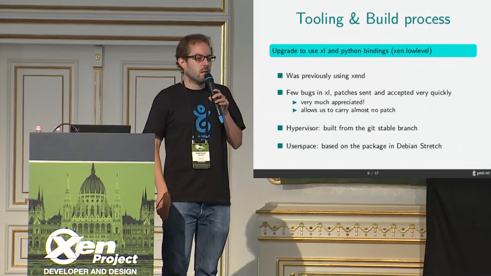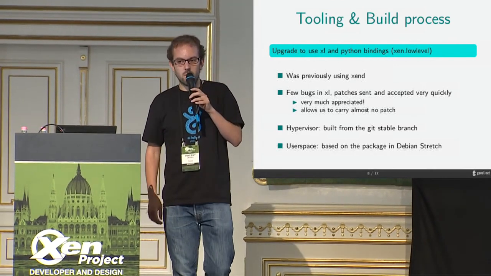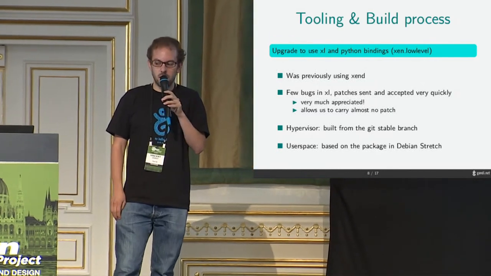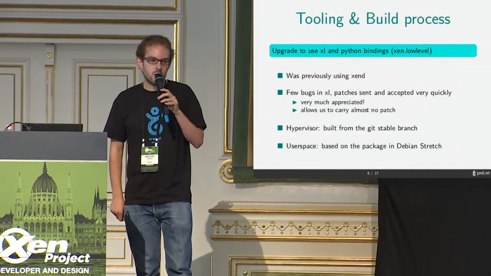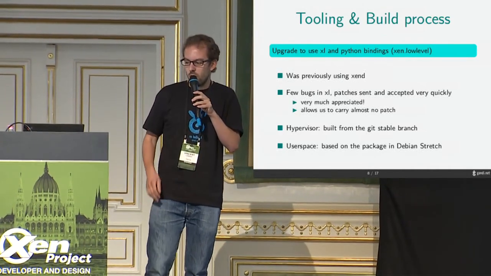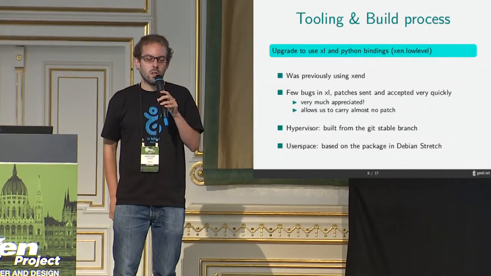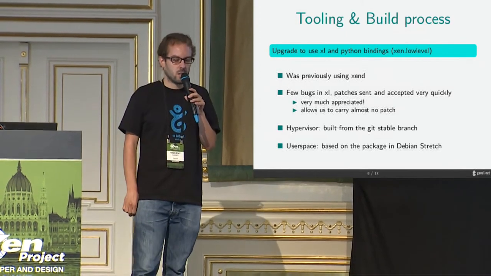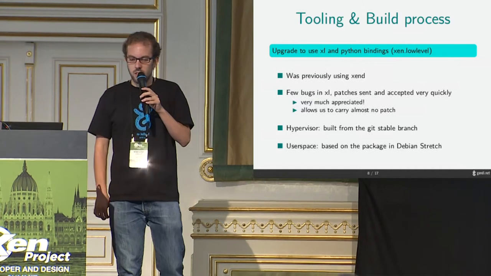Now to build Xen 4.8 for the hypervisor, we just git clone the stable branch of Xen 4.8, and that's basically it. For the user space, we also have almost no patch at all, and we are based on the Debian package in Debian Stretch. We backported it to Debian Jessie.